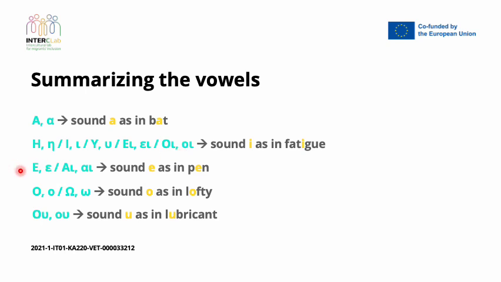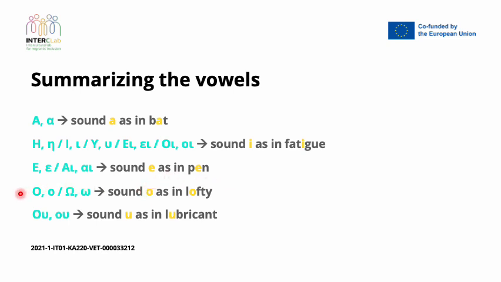Then we have the E sound, which comes in 2 forms, the single E, capital and lowercase, and the combination of A and I, which make E. They sound E as in pen.